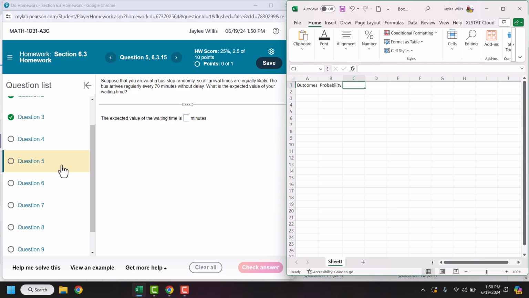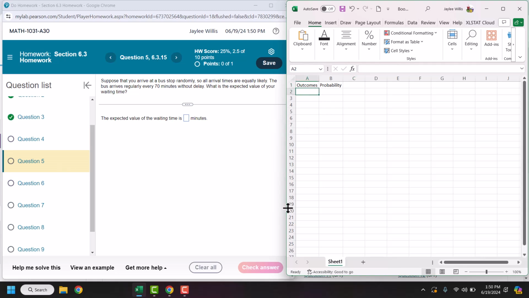So on question 5 in section 6.3, it says, suppose that you arrive at a bus stop randomly, so all arrival times are equally likely. The bus arrives regularly every 70 minutes without delay. And the question is, what is the expected value of your waiting time? So first of all, we need to list out all of the possible outcomes.